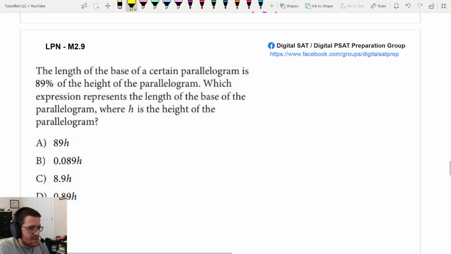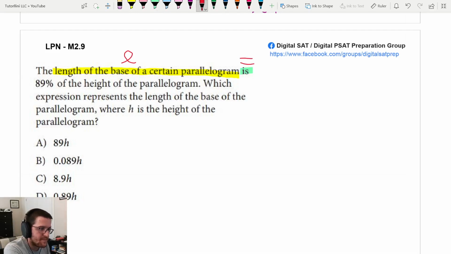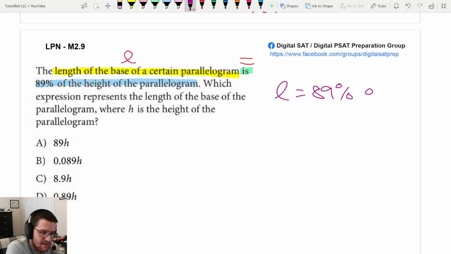Okay, so this is a words to math problem. So the length of the base of a certain parallelogram, we can call that L for length, is, that just means equals, 89% of the height of the parallelogram. Okay, so we could call the height of the parallelogram h. So this would look something like this. L equals 89% of h.